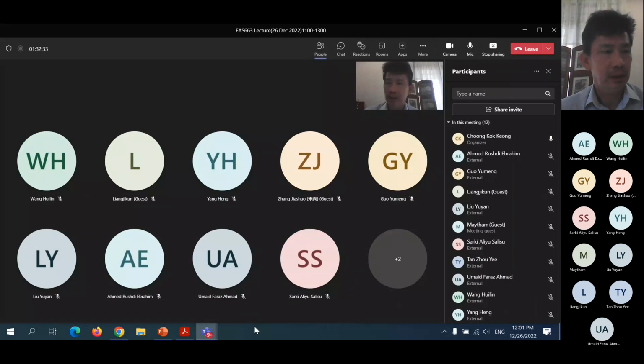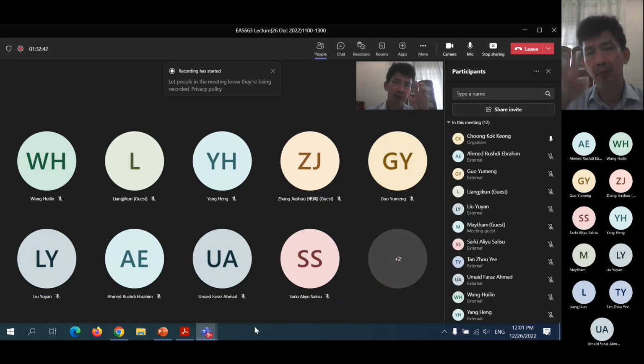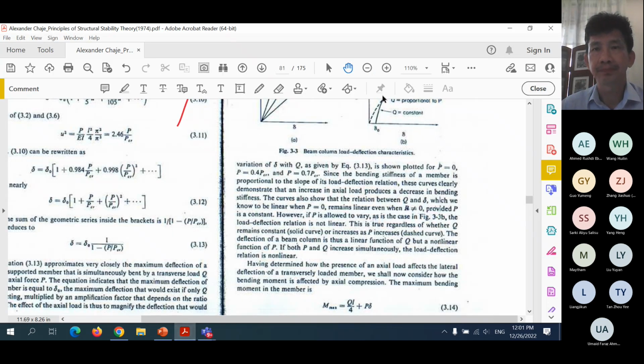The next part is to look at the expressions. What is the form of the amplification factor for another case of beam column where the loading is different, a uniformly distributed load?